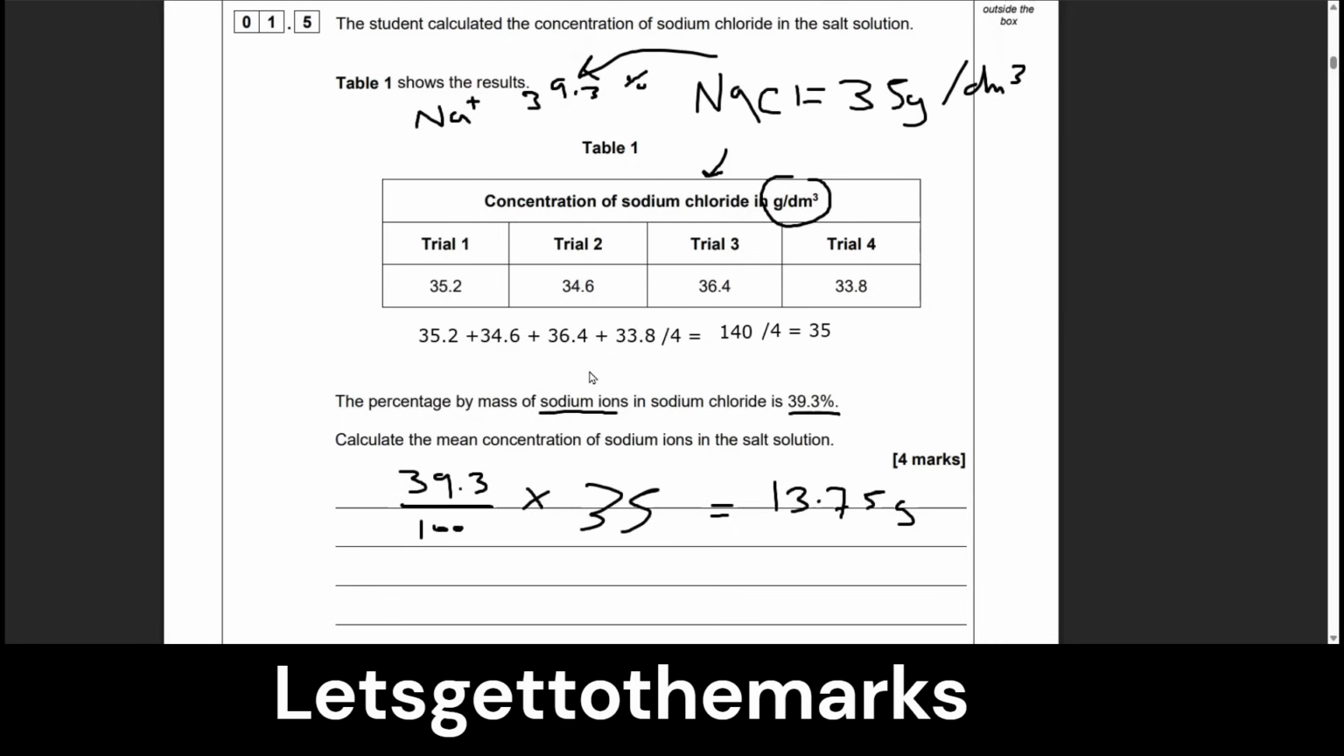Beautiful. 1 for adding those all up and working out 140, 1 for working out that as 35, 1 for doing the percentage times that, and then 1 for the correct answer. Now, is it to 1 decimal place? No, we could round that up to 13.8 if we wanted to go to 1 dp. Okay, nice. Let's move on.